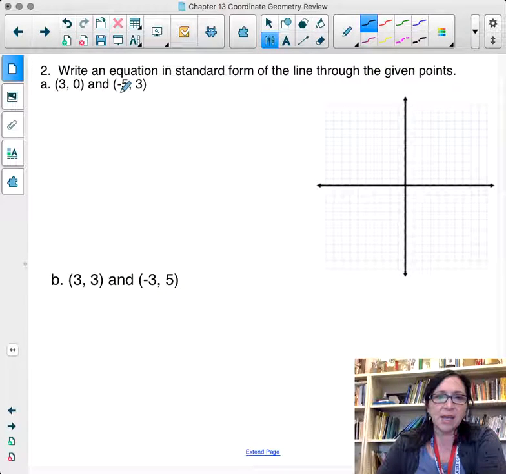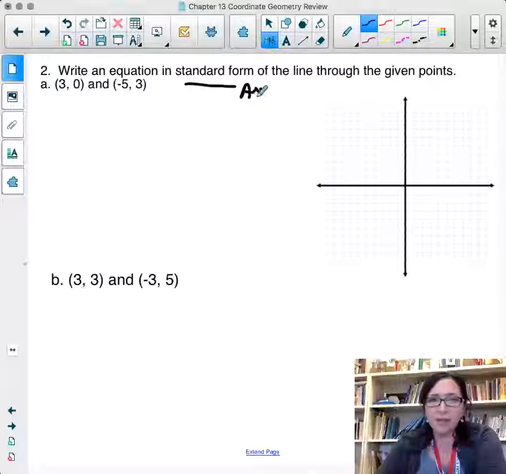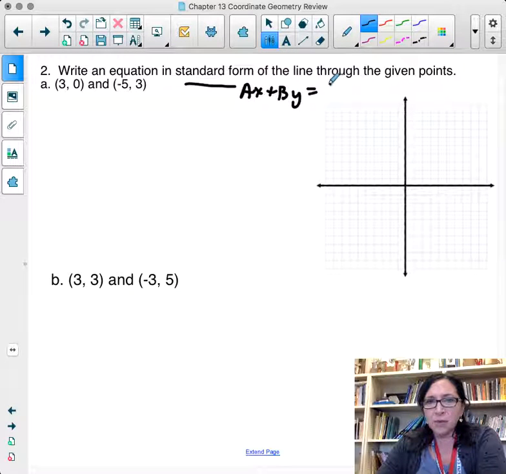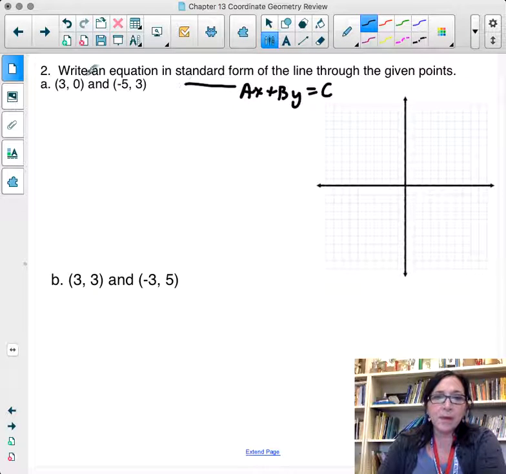The next question says, write an equation in standard form. Now remember, standard form is where you have ax plus by equals c, where x and y are on the same side. A is the coefficient that is positive and an integer, meaning it has to be a whole number. So let's see what we have here. In standard form of the line that goes through these 2 points.